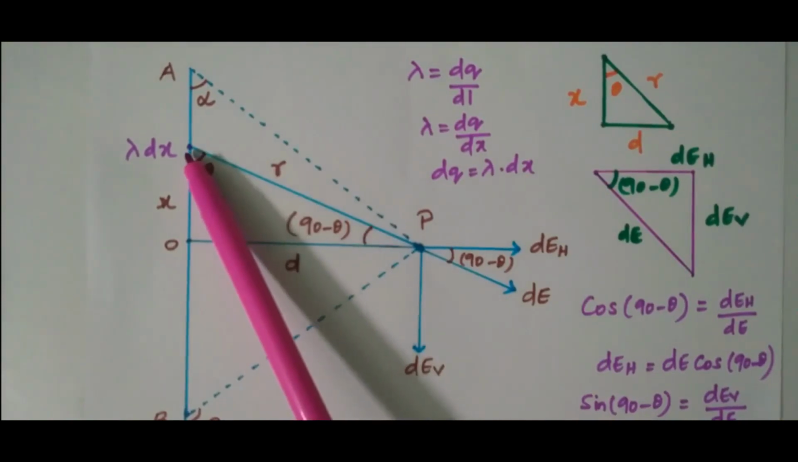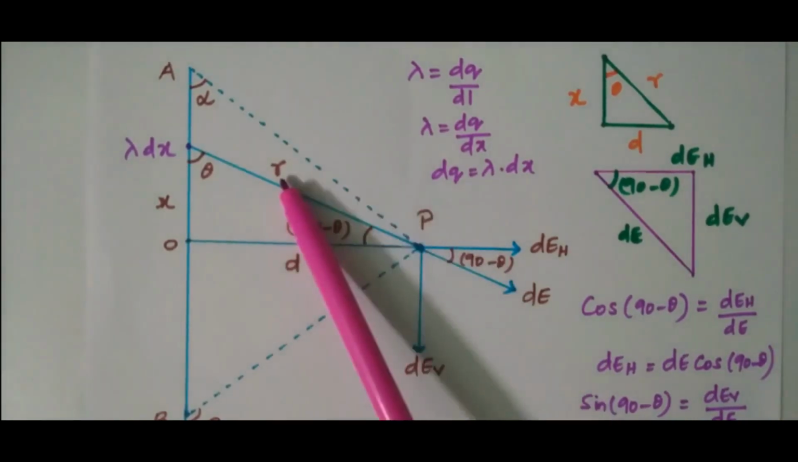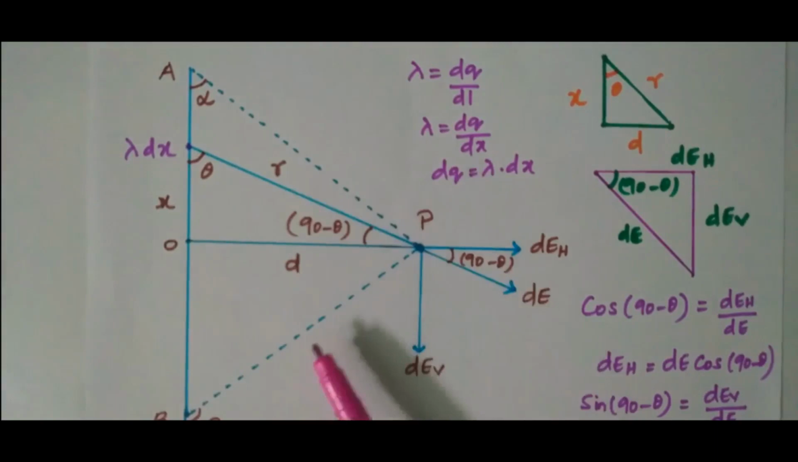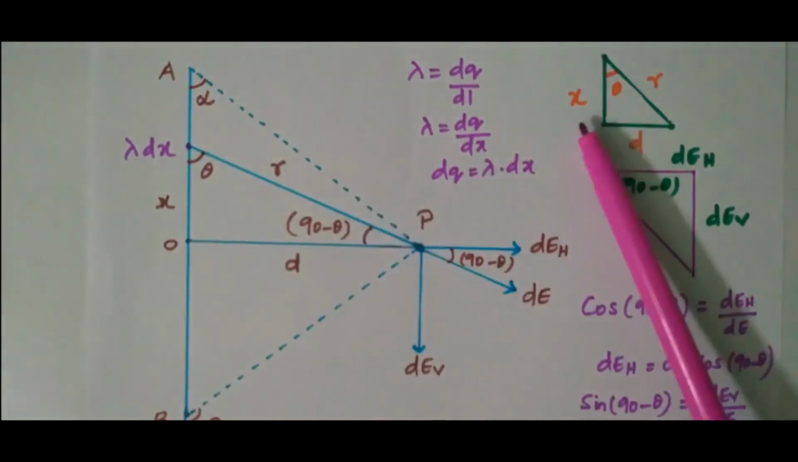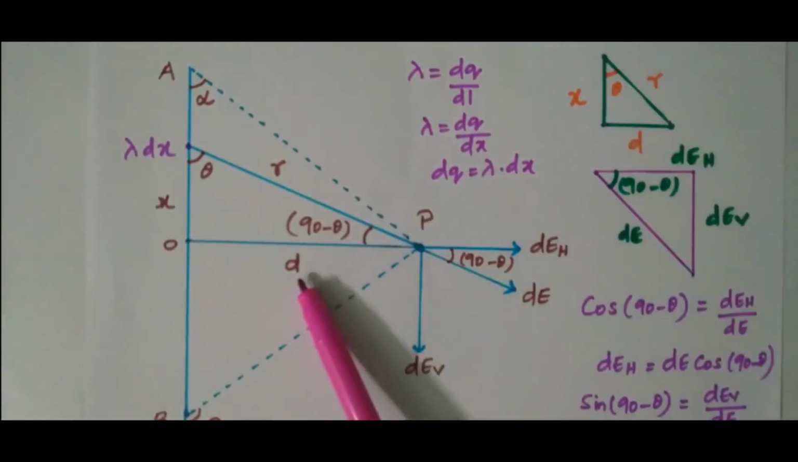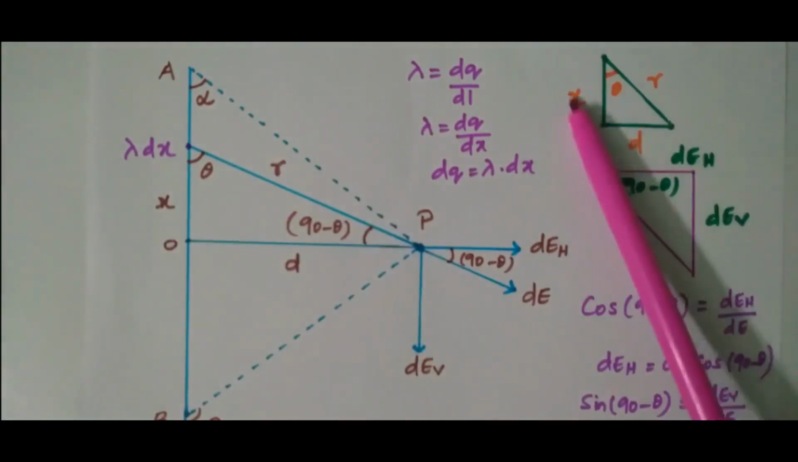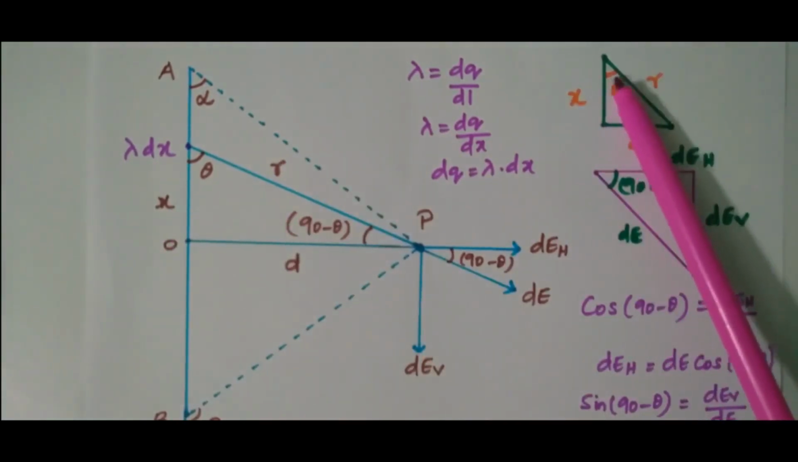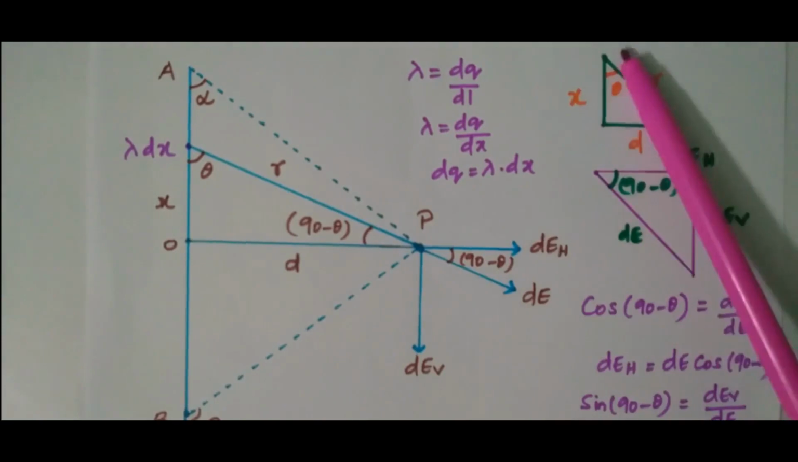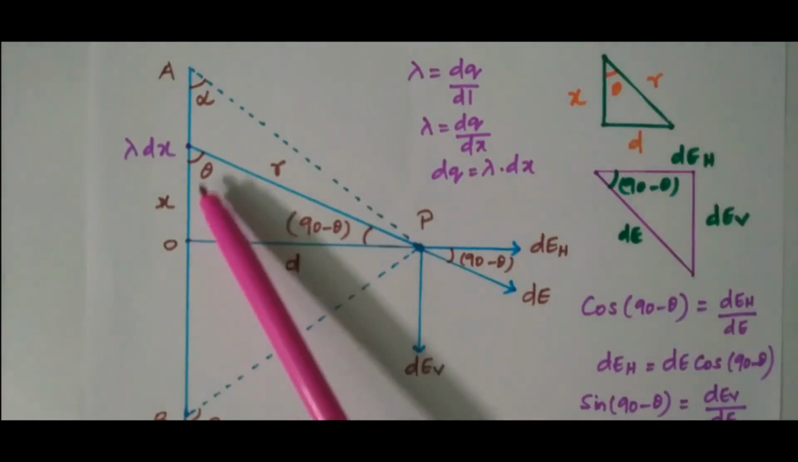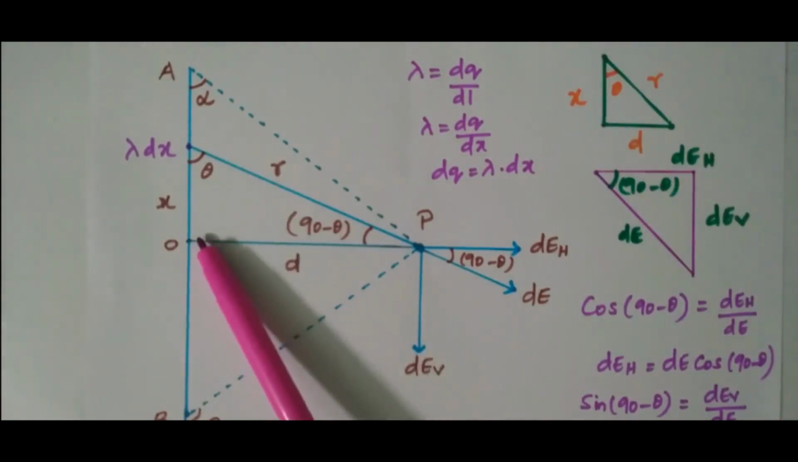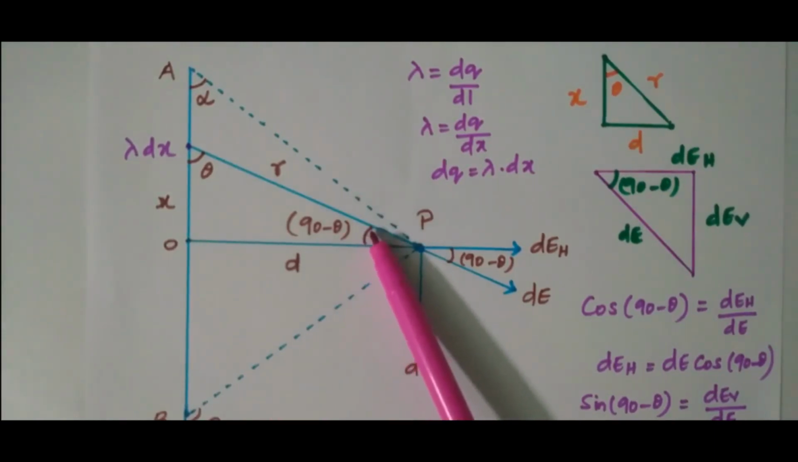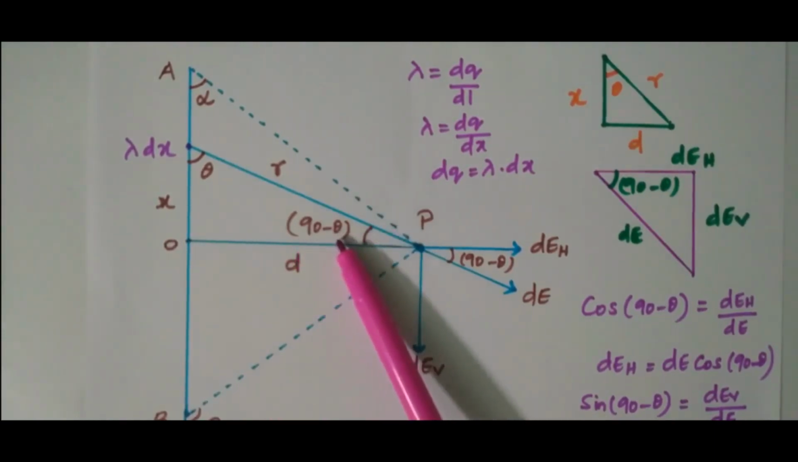So the distance between this point charge and point P is r meter, right? This triangle, with dx and r, is drawn separately here for calculation purpose. This is the angle theta. For this angle being 90, automatically the remaining angle will be 90 minus theta, right?